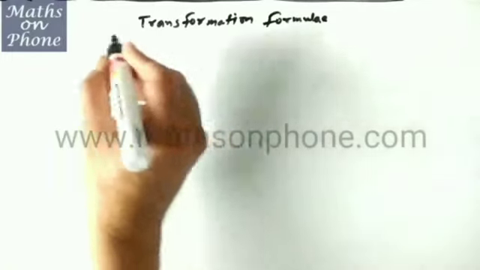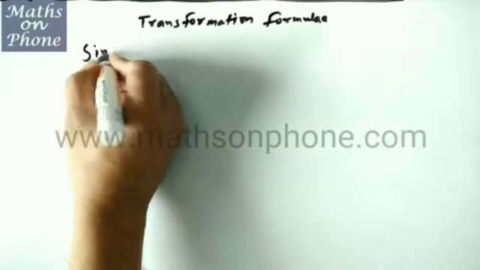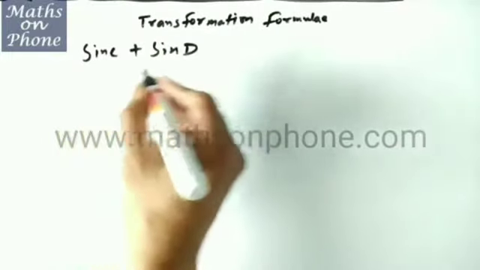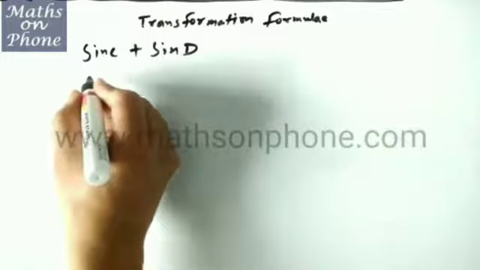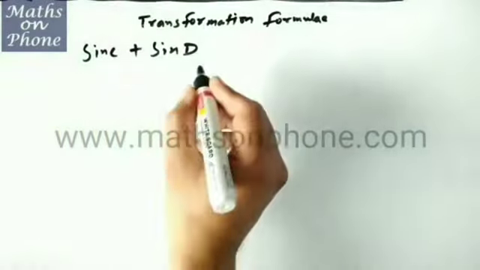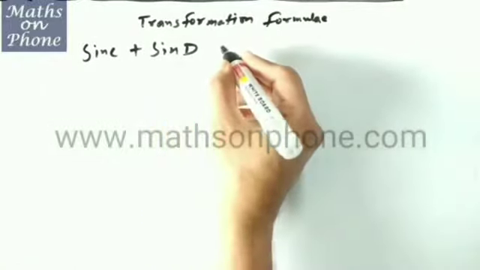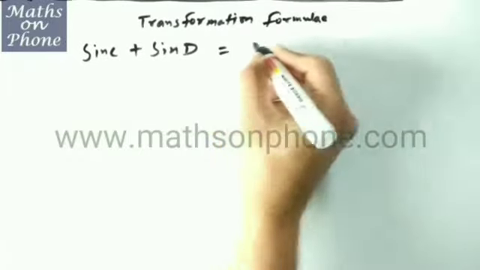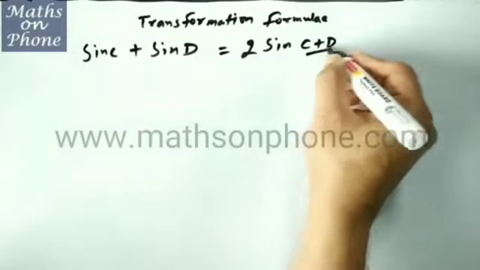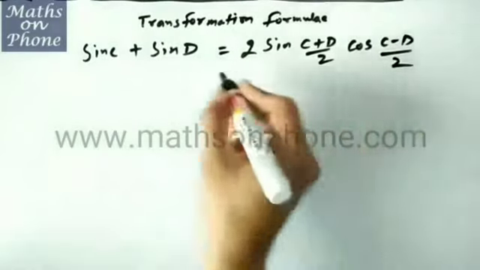Now we will see the transformation formula second part, that is sine C plus sine D, cos C plus cos D, sine C minus sine D, cos C minus cos D. These four formulas we will just discuss, and we will see that it is very much different from the compound angle formula. This is actually 2 sine (C plus D) by 2 into cos (C minus D) by 2. Very easy way to remember.